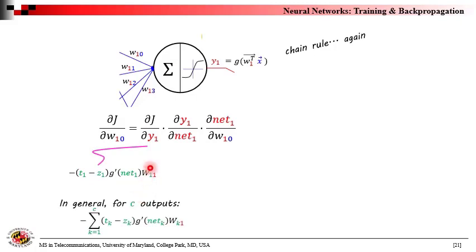And in general, if we had C outputs, then instead of having (t1 minus z1) times g prime of net 1, you would have this summation. But I'm just writing this down so when you see it in the textbook, it won't confuse you, like, where did she put that summation? Well, there it is. It's just that in our case, we only have one output.